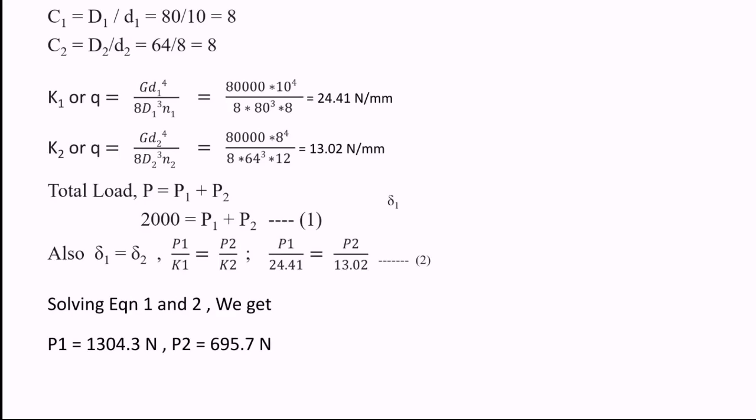Now as we got the values of P1 and P2, I can find out the values of deflection. So I have delta 1 is equal to delta 2, which can be written as P1 by K1 or P2 by K2. I will get the same answer by both. So it will be 53.43 mm.